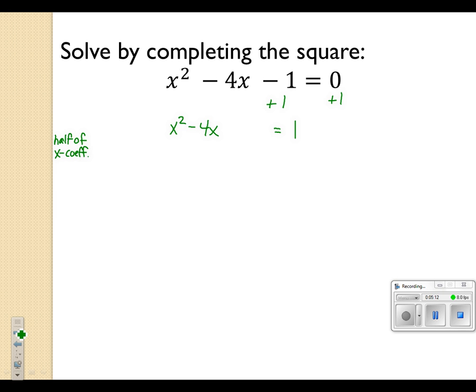All right, so the x coefficient on this problem is -4. Take half of it. That's -2. Now the next step says to square it. Well, -2 squared is 4. If I have a 4 in this spot, I'm going to have a perfect square trinomial, and I'm going to be able to factor it into identical factors.